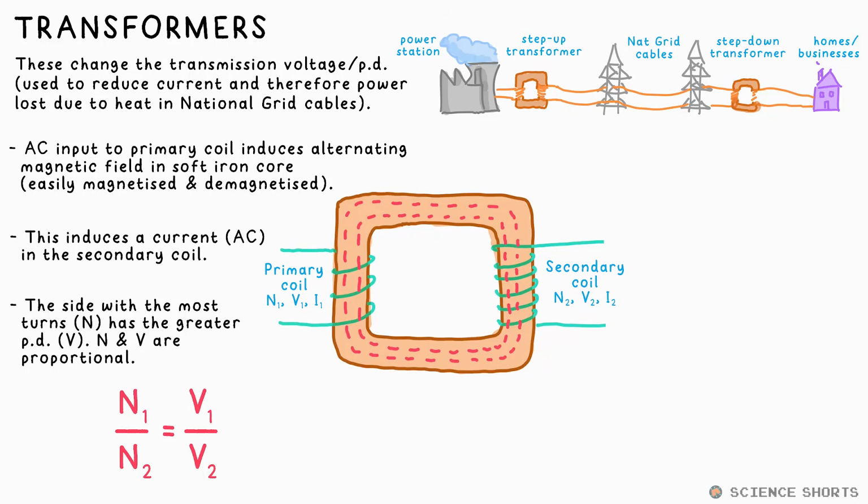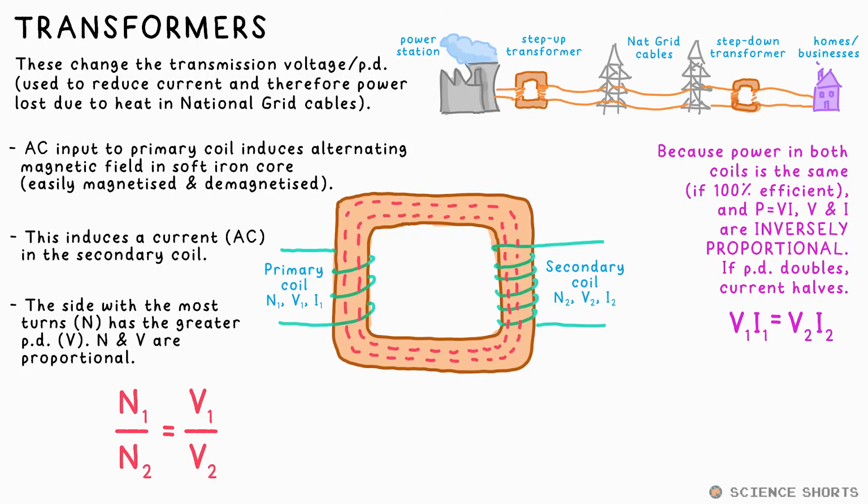P equals I squared R. The reason I goes down when V goes up is because P is equal to VI, and if it's a perfect transformer, this will be the same across both. The magnetic field reason you have a different voltage induced in the secondary coil is because there are more or fewer turns in the coil to capture the flux that's in the core.